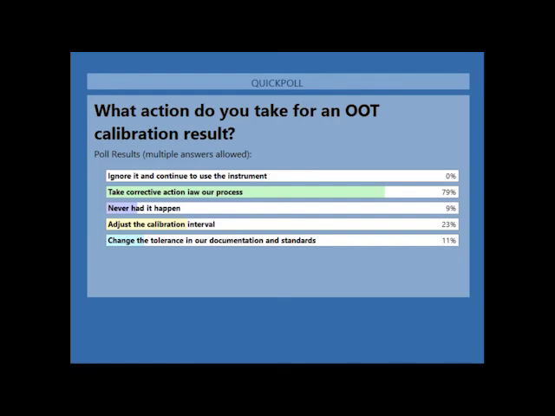And there everyone can see it. Some folks adjust the calibration interval. A little of everything except ignoring it. That's good. That's good news.